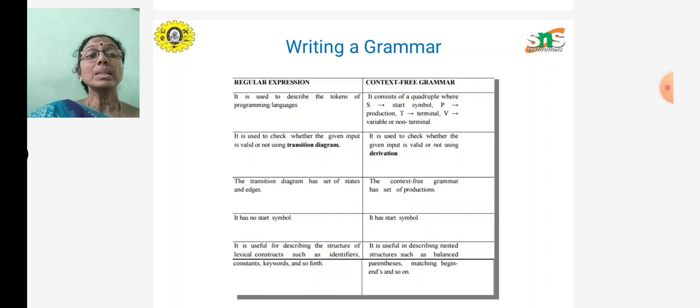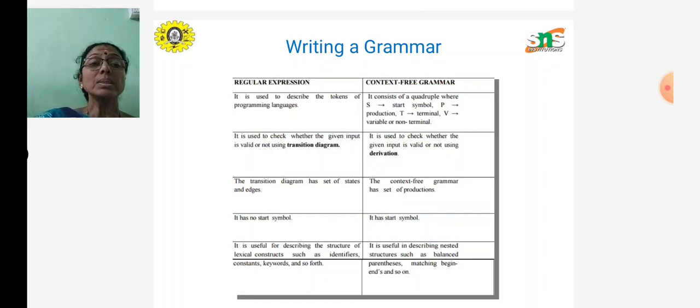First we will see the difference between the regular expression and the context-free grammar. The regular expression is used to describe the tokens of the programming language. Context-free grammar is used to represent our parse tree. It contains a start symbol, production rules, and terminals and non-terminals, so it contains 4 tuples. The regular expression is used to check whether the given input is valid, or accepted by the transition diagram or automata or not.